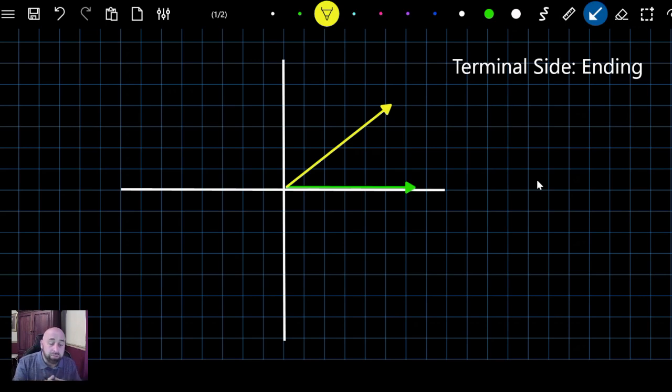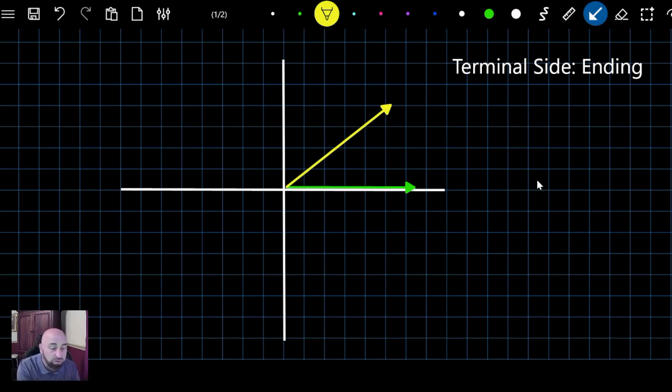Well, in trigonometry, the initial side is always on the x-axis. You always turn your angle. So let's say you're taking your angle off of the Cartesian plane and you're putting it onto the Cartesian plane. Your initial side would always line up on the x-axis at 0 degrees. Okay, so that's where your angle has to start.